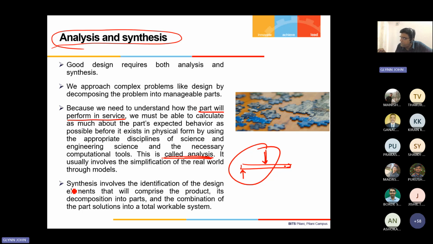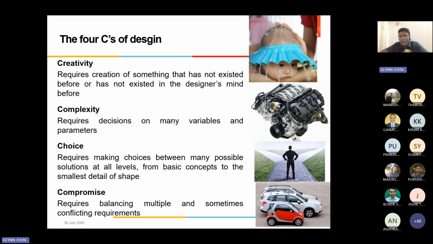Now after that you have synthesis, which will help us identify the design elements. That means you break the entire product into different parts and how they connect with each other, right? Finally, you come up with a solution that is workable. So overall, you put together the different parts needed and you make them work. That part is synthesis, right? These two processes will always be there in any particular design. Okay, now for design, what do you need? Here there are 4 C's of design.